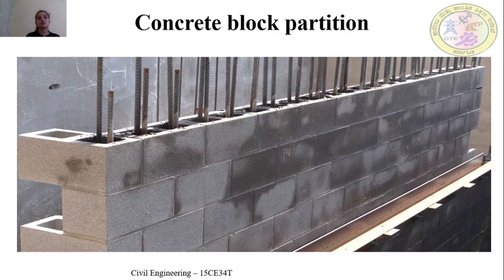So this is an example of the hollow concrete block partition with a reinforcement. Nowadays even foam concrete is used for the construction of the partition wall, and also cellular concrete, which is a lightweight concrete produced by autoclaving a set mix of siliceous materials such as ground sand or fly ash and a binder like cement or lime.